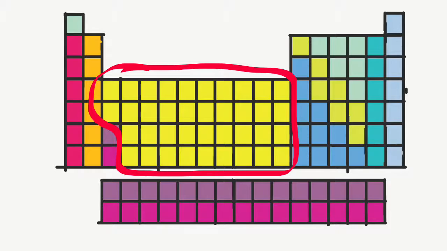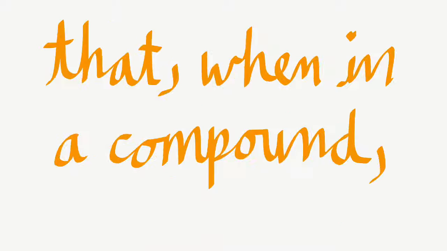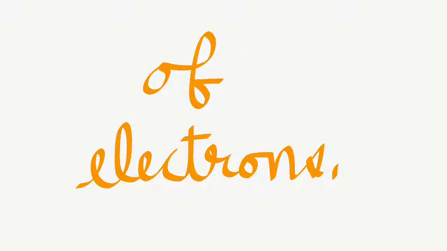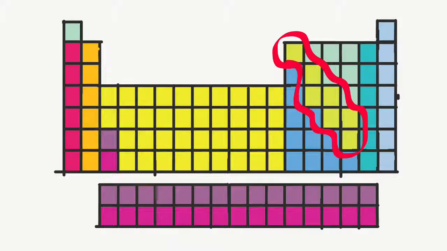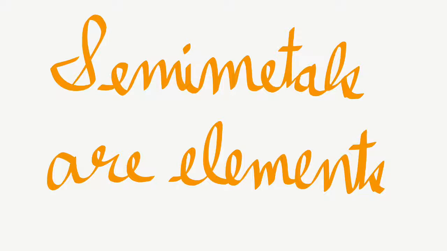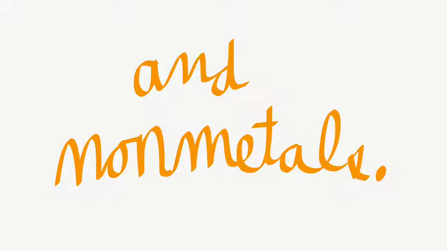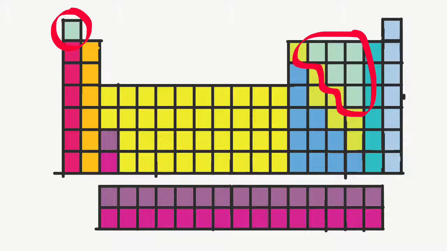The yellow squares are transition metals. Transition metals are elements that, when put in a compound, lose many different amounts of electrons. Gold is a transition metal. The slightly more greenish squares are semi-metals. Semi-metals are elements that have properties that are a mixture between metals and non-metals. Silicon is a semi-metal.